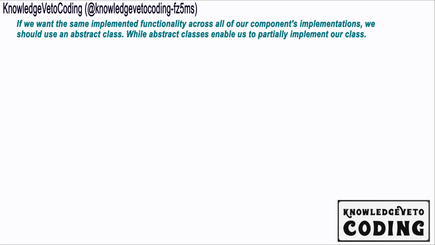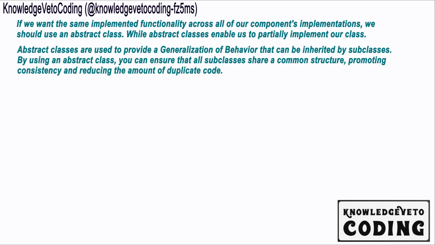If we want the same implemented functionality across all of our components' implementations, we should use an abstract class, while abstract classes enable us to partially implement our class. Abstract classes are used to provide a generalization of behavior that can be inherited by subclasses. By using an abstract class, you can ensure that all subclasses share a common structure, promoting consistency and reducing the amount of duplicate code.